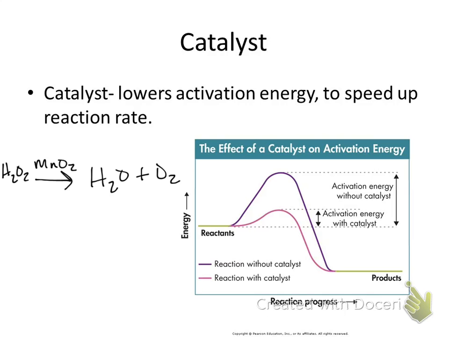In the example that we have here in our graph, you see that the lower line, the pinkish line, is the one that has a catalyst. Now that I have to put in less energy, the reaction can proceed much, much faster. This allows us, in the world of business, to be able to make more of a product to get it out to the people who need it.